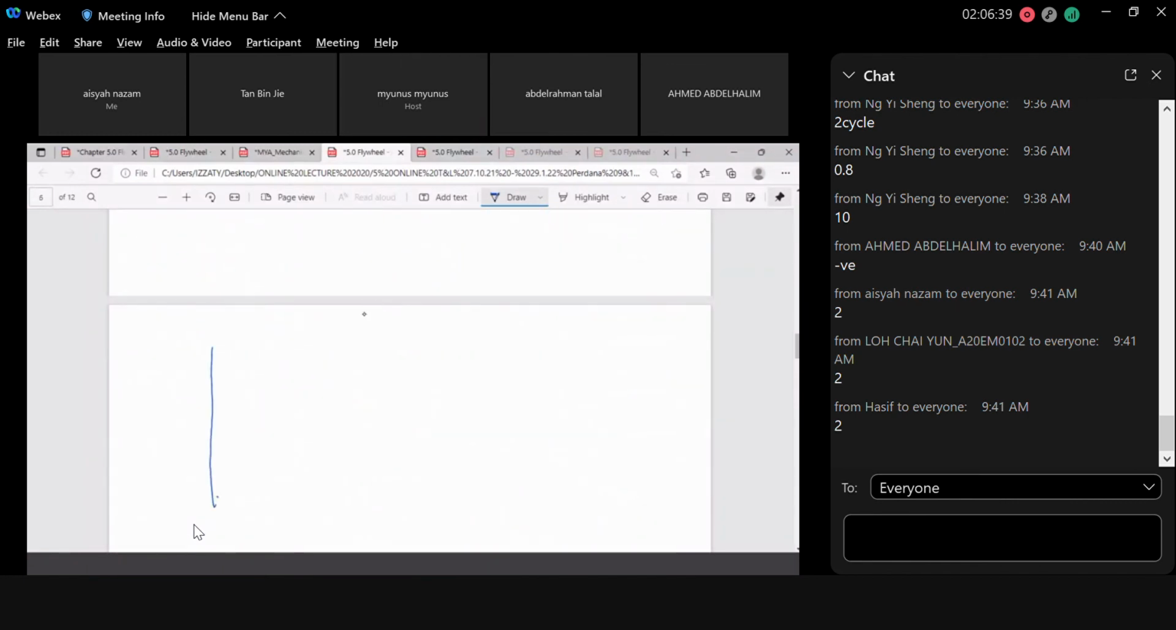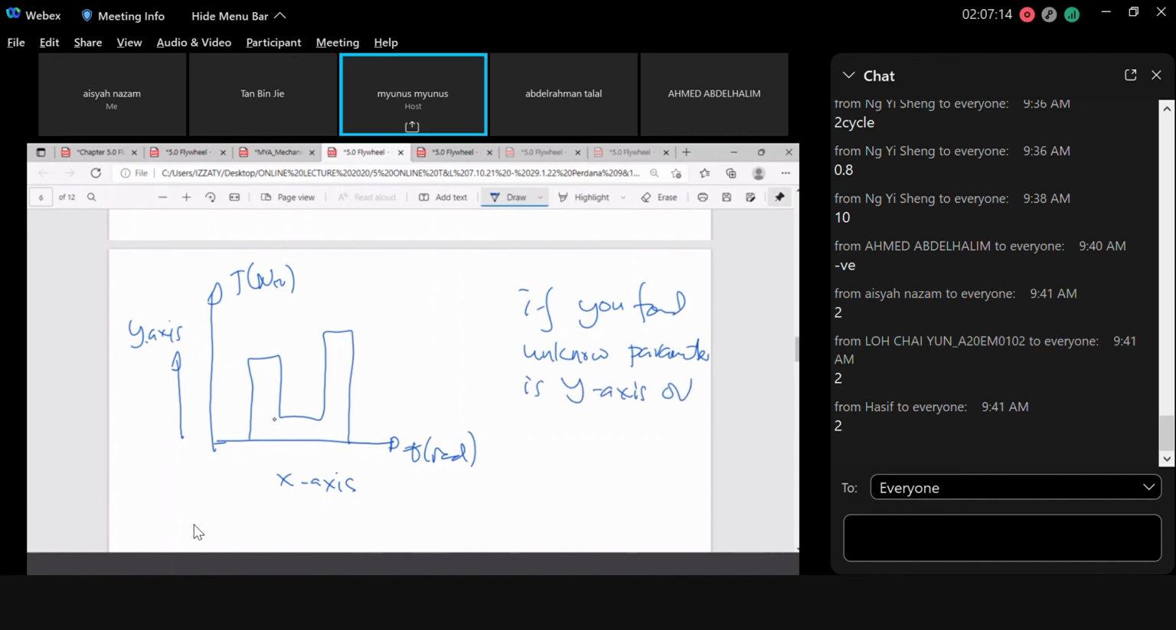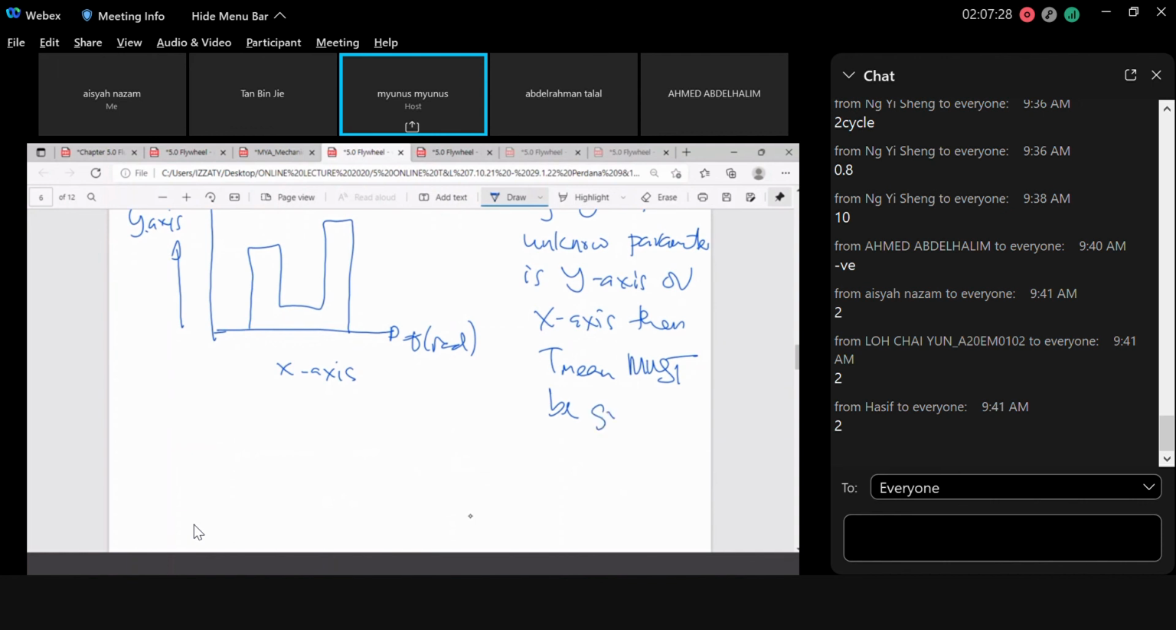But when you find any graph, the same graph in a different perspective, now this one is the y-axis, this one is the x-axis. So if you found an unknown parameter in the y or x-axis, then T-mean must be given. Otherwise, it cannot be solved. Go back to the figure.